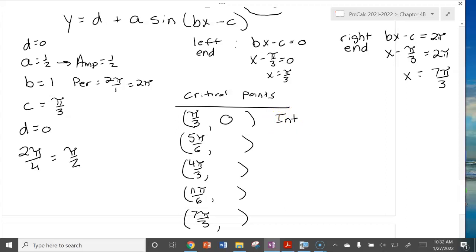And then our next critical point, that's a max. Our amplitude is 1/2, so I'm using 1/2. Next one is another intercept, so 0. Min, negative 1/2. Intercept, 0. Okay, so that's what we should see.